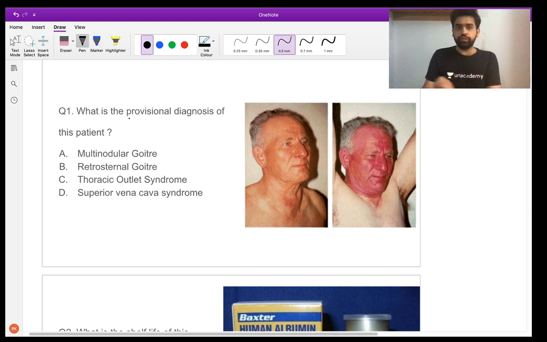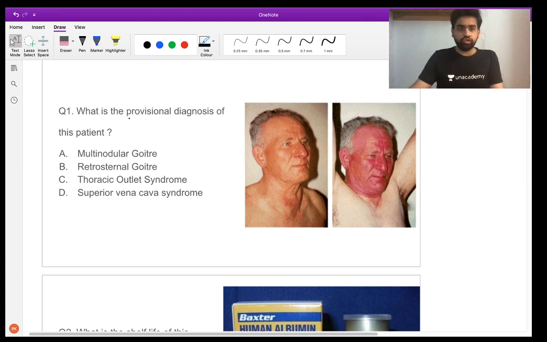So what is the provisional diagnosis of the patient? Okay, so can anybody answer this particular question? What is the provisional diagnosis of this patient? Yes. What is the answer? Is it A, B, C, or D? Is it multinodular goiter, retrosternal goiter, thoracic outlet syndrome, or superior vena cava syndrome?